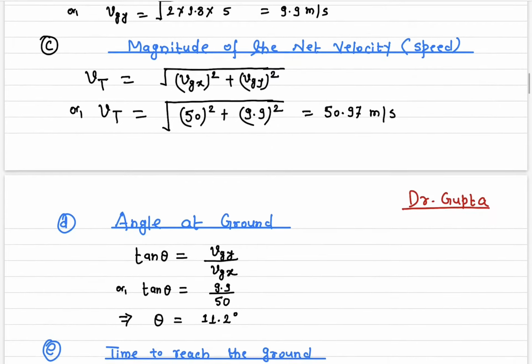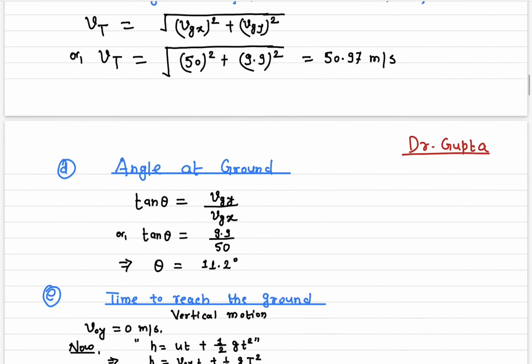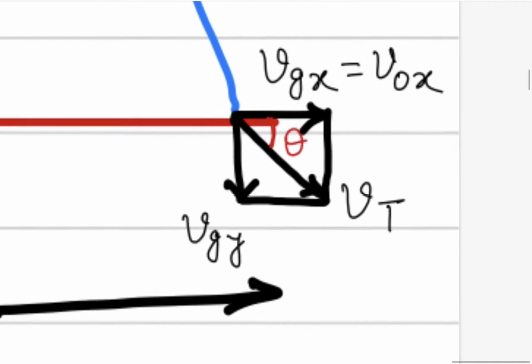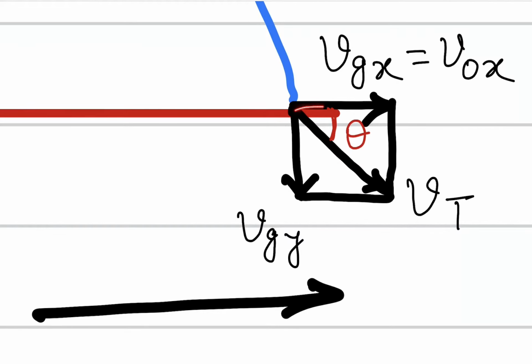Now, how do you find out at what angle it hits the ground? In order to find out the angle, let's take a look at this picture one more time. This is the x component, this is the y component. If you have already studied vectors, this component and this component are exactly the same. If you look at this triangle, how can you find the angle? The tangent of theta in this would be vgy over vgx. That's how you find the tangent.